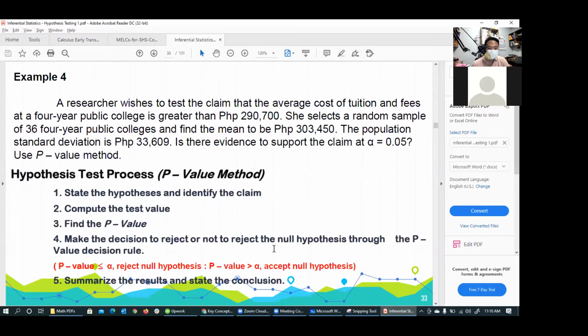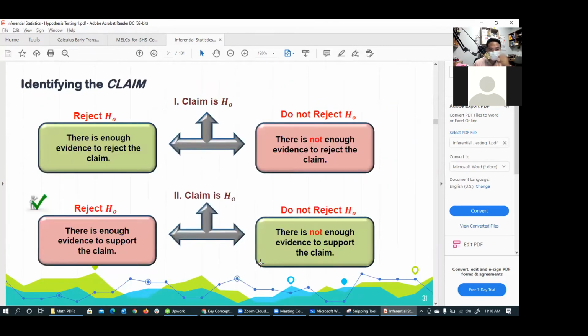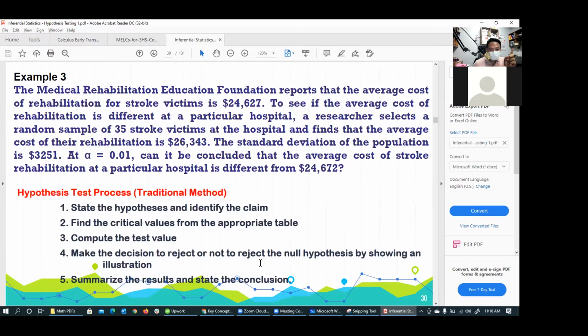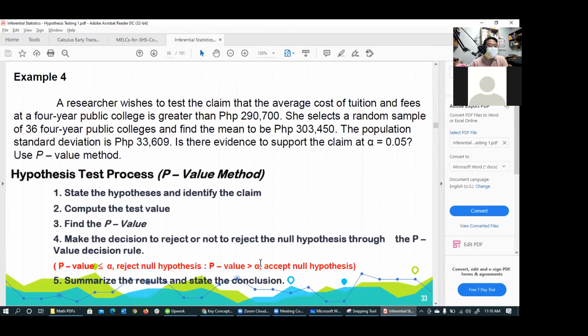These are the steps again. So let's have an example. A researcher wishes to test the claim that the average cost of tuition and fees at a four-year public college is greater than 290,700. She selects a random sample of 36 four-year public colleges and finds the mean to be 303,450. The population standard deviation is 33,609. The question here is, is there enough evidence to support the claim at alpha 0.05?